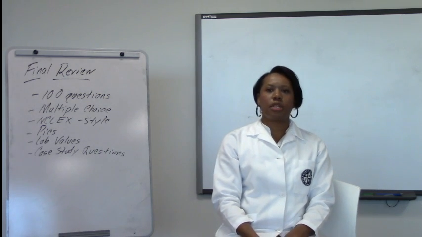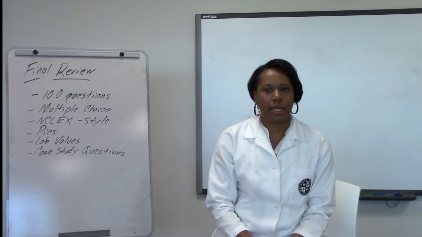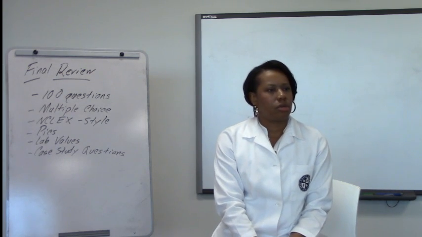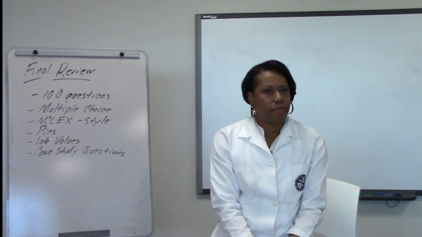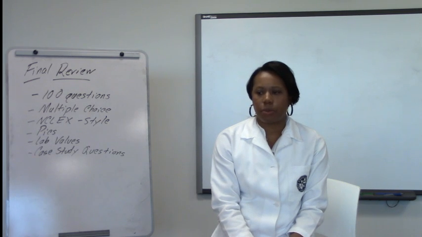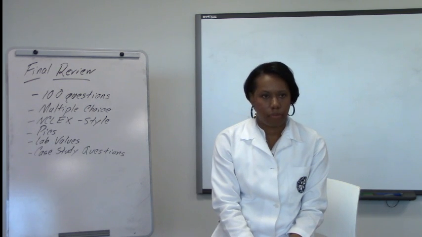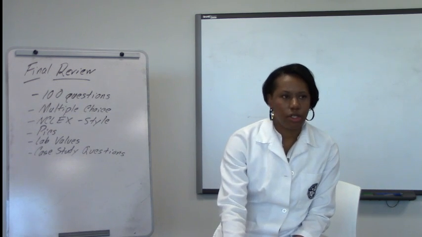And make sure you know the difference between the SOAP format, S-O-A-P. Okay, so if you remember, S stands for subjective findings, O stands for objective, A is for assessment, and P is for plan. Make sure you know that basic terminology. Why? How am I going to use this?